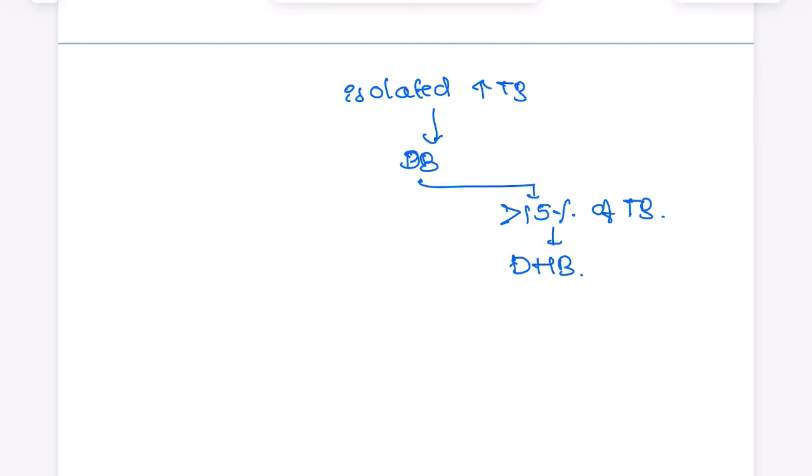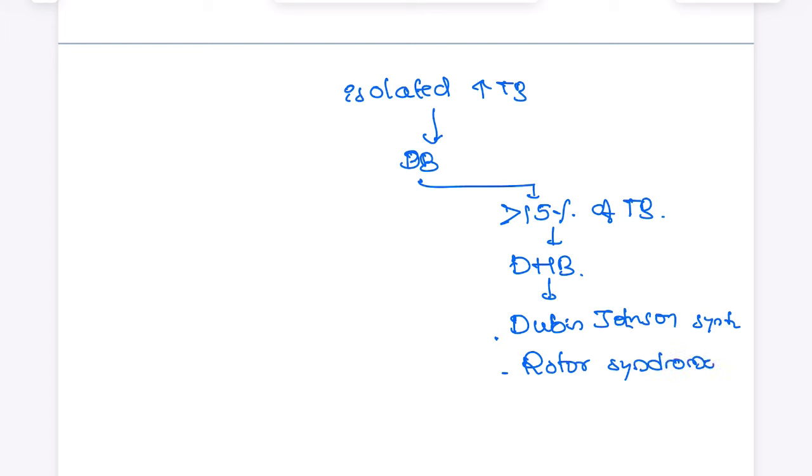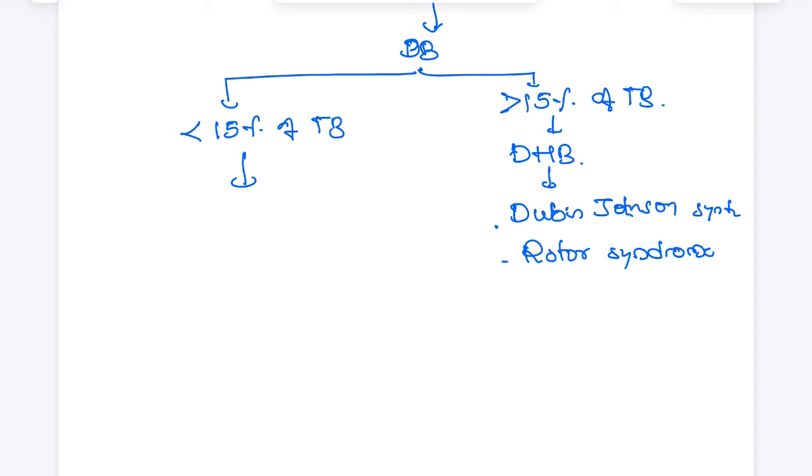So here you have to think in terms of two conditions, that is Dubin-Johnson syndrome and Rotor syndrome, where the excretion mechanism of conjugated bilirubin is defective. And whenever you get direct bilirubin less than 15% of total bilirubin, that means less direct bilirubin, which means more indirect hyperbilirubinemia. So it is indirect hyperbilirubinemia.